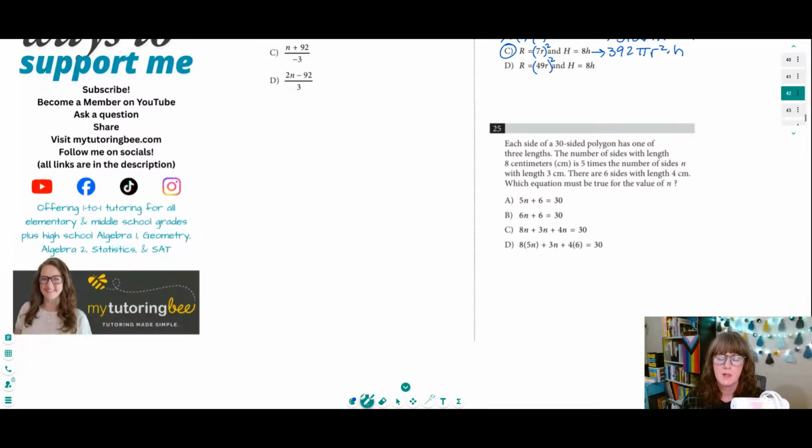Okay. Let's make a table here. Because they've given us a lot of information. We know that we have 30 sides. And there are 3 different lengths amongst these 30 different sides. So we have one length. Let's do like a table. One length that is 8 centimeters. And then we've got the number of sides, and up here, we've got the lengths.